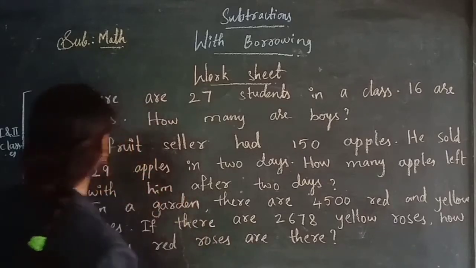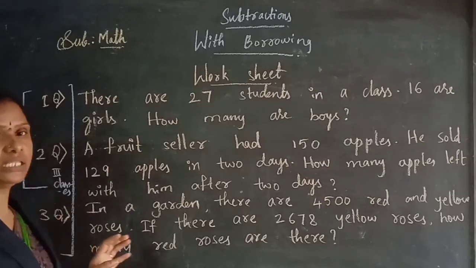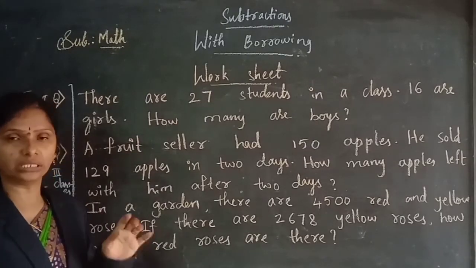And here, have a look: first problem, second problem. First and second class children will do 2 problems. It means for first and second class children, only 2 problems as homework, and coming to third class, first, second and also third, means 3 problems you need to do, third class children.